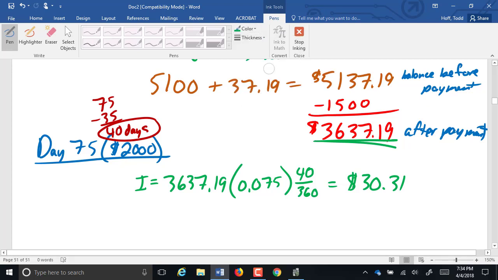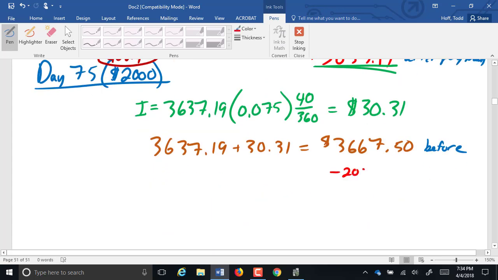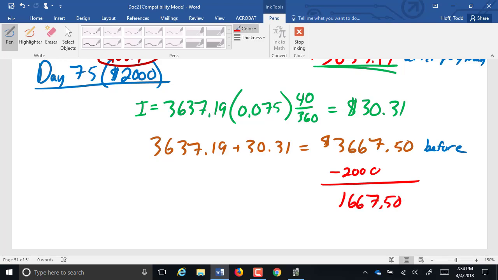So we're going to add that to the 3,637.19, which is $3,667.50. That is the balance before payment. And we will subtract the $2,000 payment. $1,667.50 is the balance after payment.